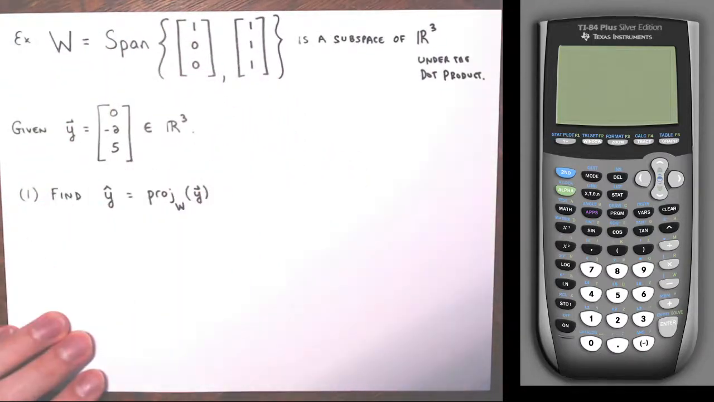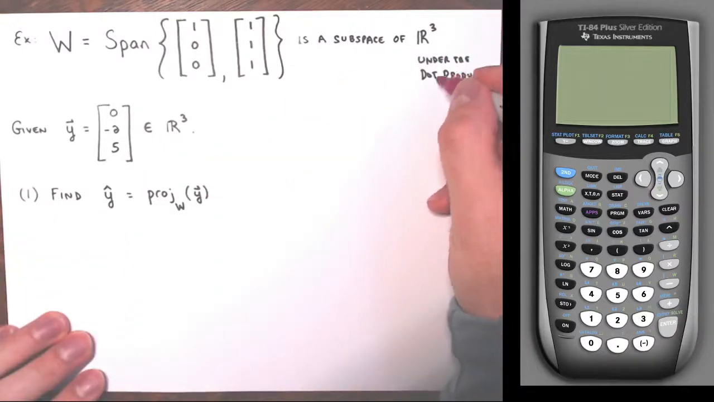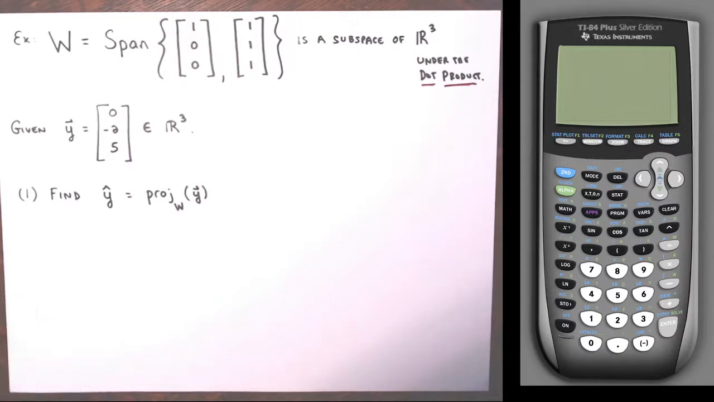And once again, this is R3 under the dot product, right? So that way, when I say orthogonal, it means perpendicular as well. Right?